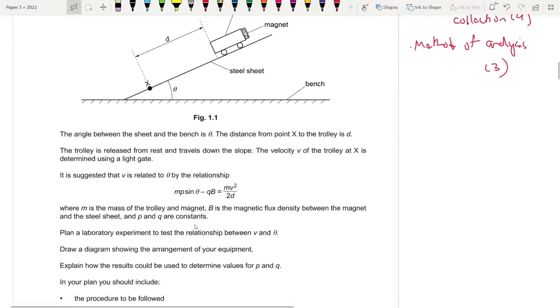Sometimes they'll ask you, like here, explain how the results could be used to determine values for P and Q. This is part of methods of analysis. You need to mention that over here. All right, what about the other 6 marks?